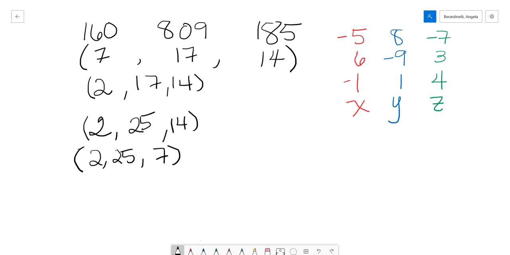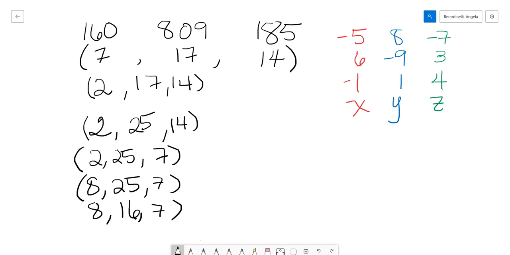Then, we're ready for the second row. 6 on X, negative 9 on Y, 3 on Z. So first we move 6 in the positive direction, so 2 plus 6 is 8 in X. Then subtract 9 from Y, so 8, and then 16, 7. And then add 3 to Z, so 8, 16, 10.